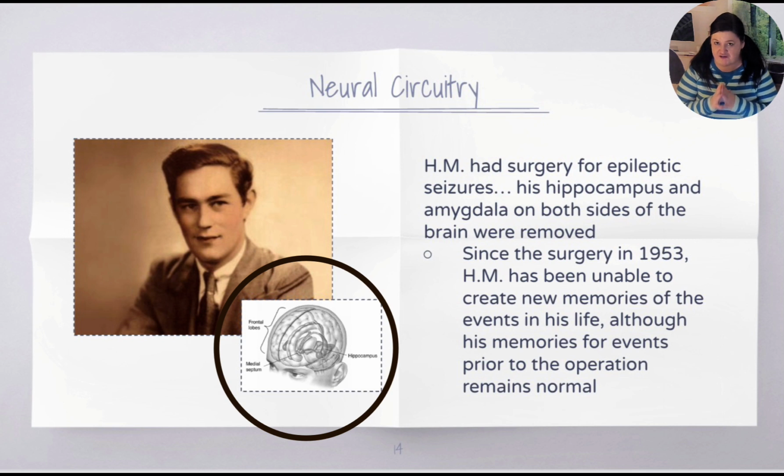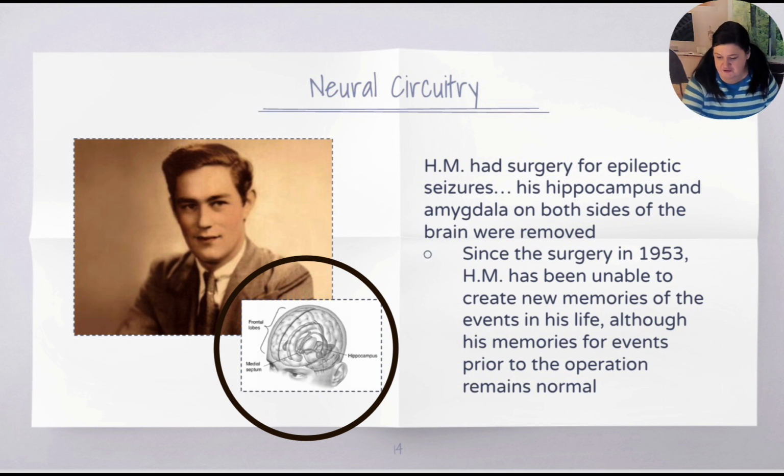The idea here is that we need those connections between the hippocampus and the amygdala in order for us to form new memories, right? His were removed. Logic would tell us that means the rest of us are using them for those short-term memories in order to encode and store them into our long-term memory, okay? So that's the idea here.